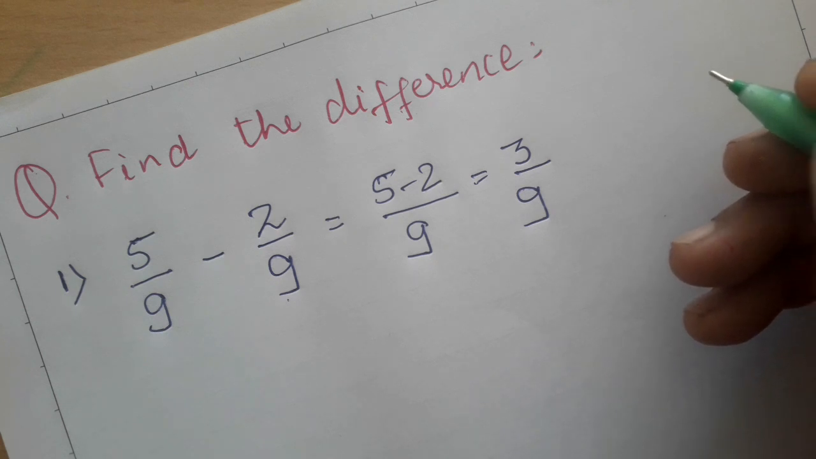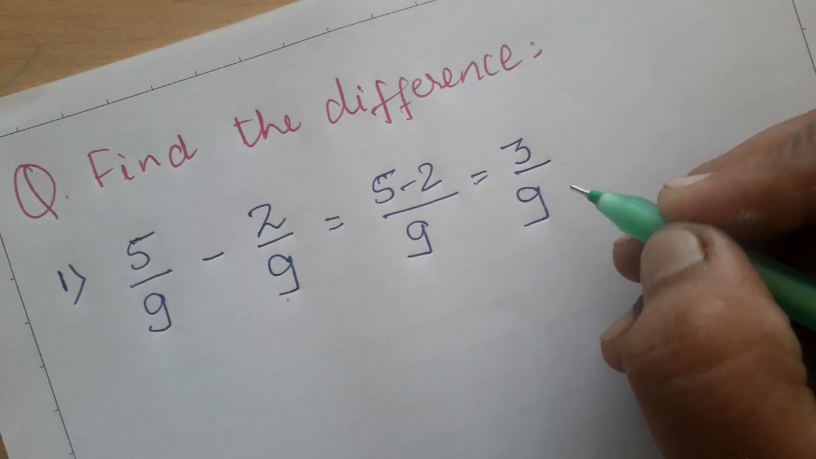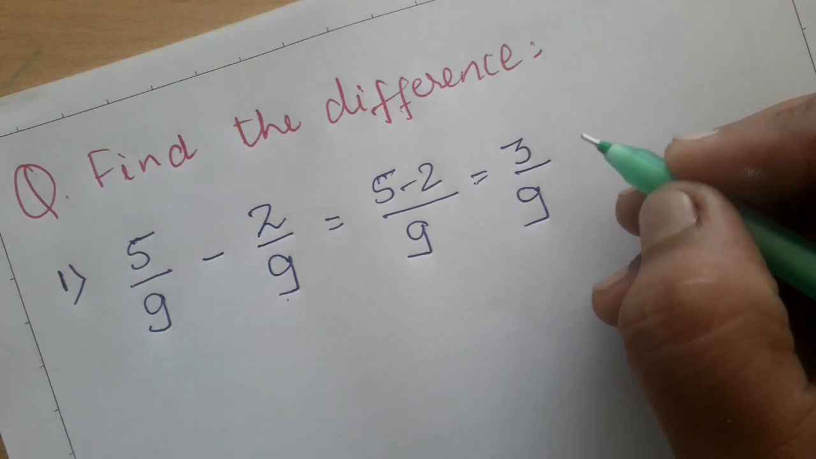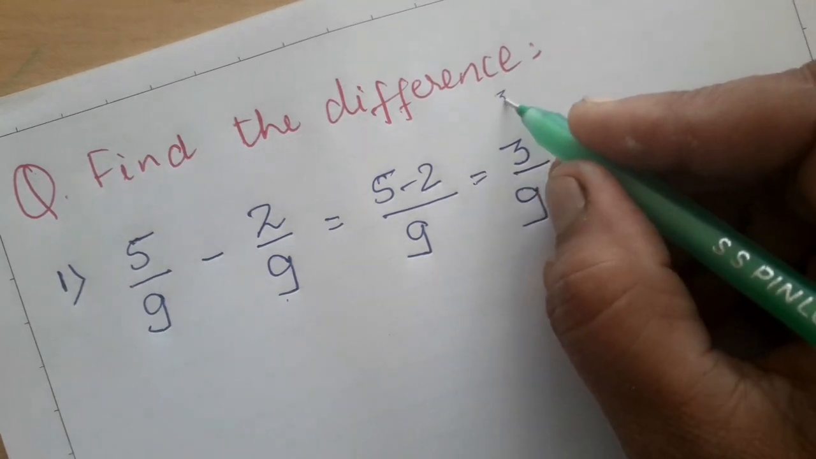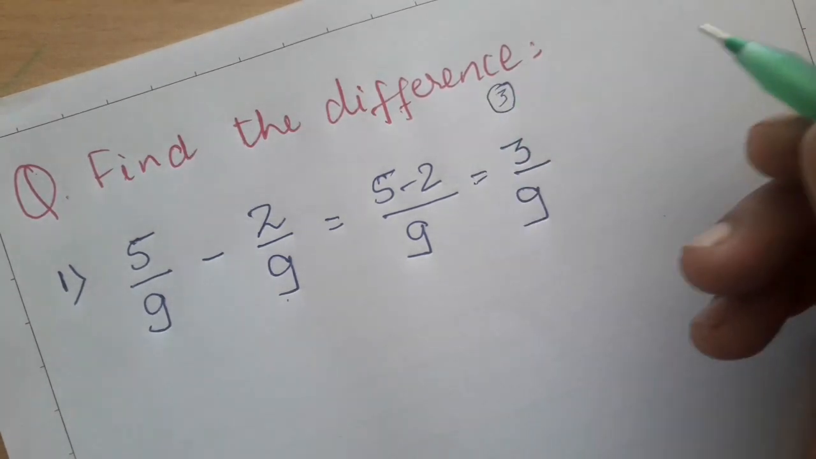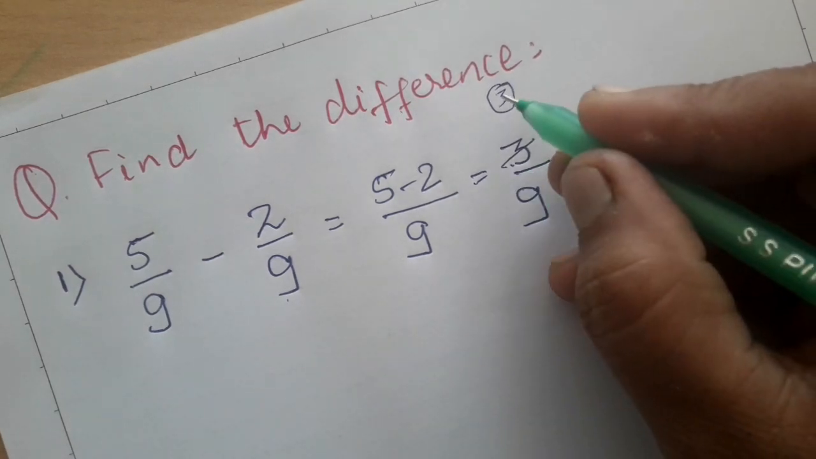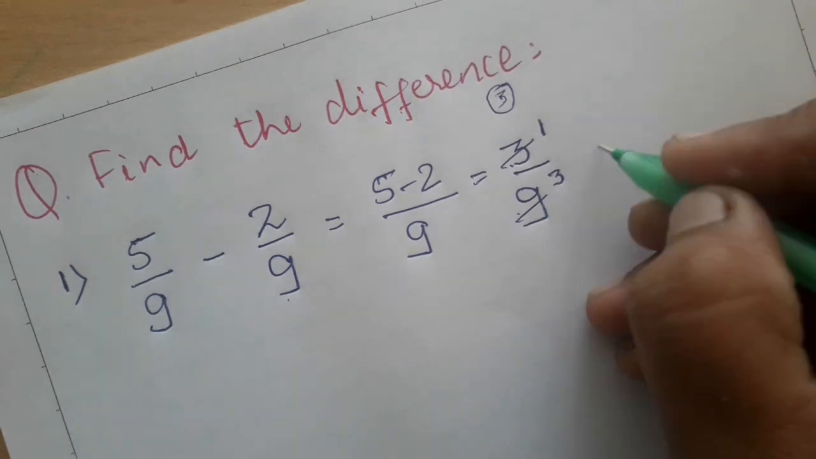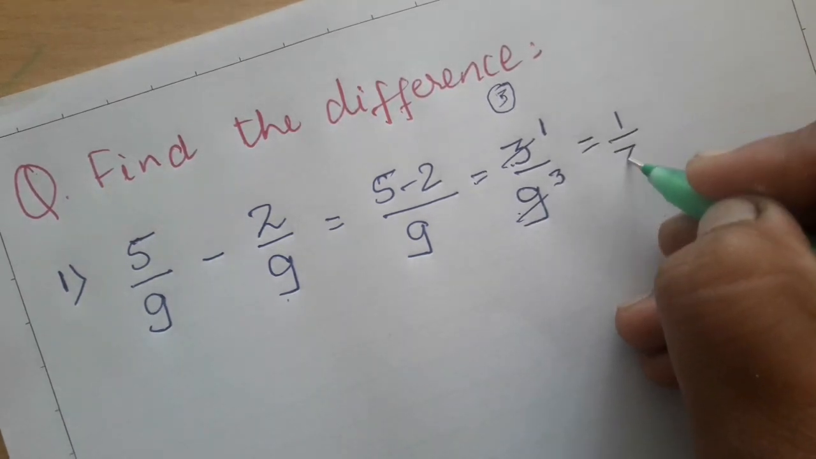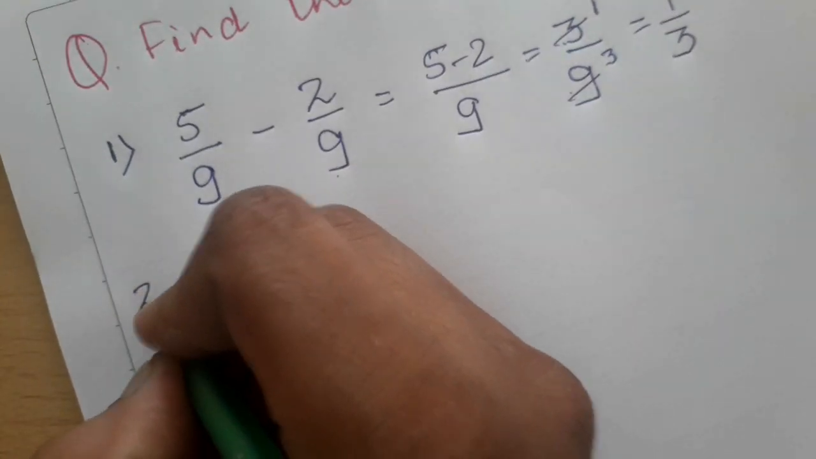Then if possible you have to reduce it to the lowest terms. So 3 and 9 both come in the table of 3. In the 3 table, that is 3 is the common factor. So 3 1s are 3 and 3 3s are 9. Okay, so what is your answer? 1 upon 3.